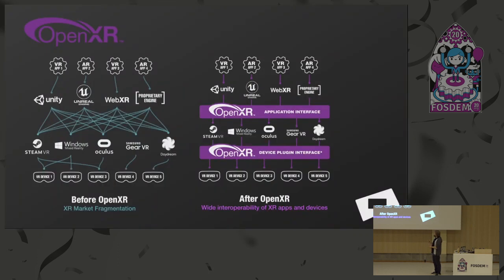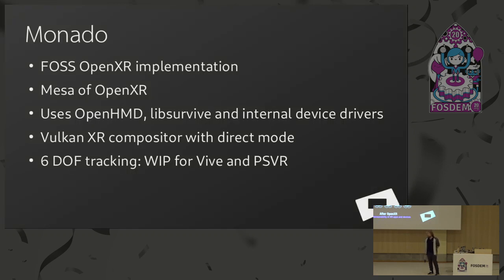But OpenXR tries to standardize that, and we hope that it will get rapid adoption. It was released last year, so early 2019 or something like that. So it's still new, but most of the big vendors are in the group that specifies that, and we at Collabora decided to implement this API as well. And we did that in Monado, our open source runtime. So Monado implements OpenXR and provides the device drivers from, for example, OpenHMD or libsurvive.